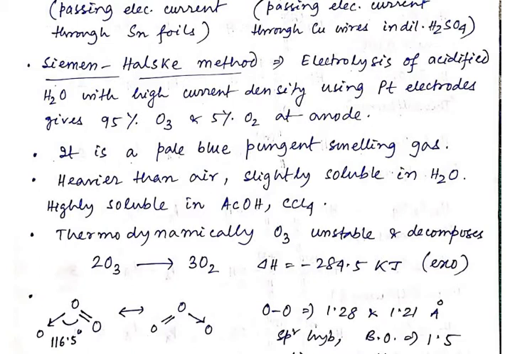Thermodynamically, ozone is very unstable and it decomposes to oxygen very easily. How? If I have two molecules of ozone, it will dissociate into three molecules of oxygen, and the value of delta H for this reaction is minus 284.5 kilojoule. That means that is an exothermic process. So this process is very easy, and for that reason ozone is very unstable from the thermodynamic approach.